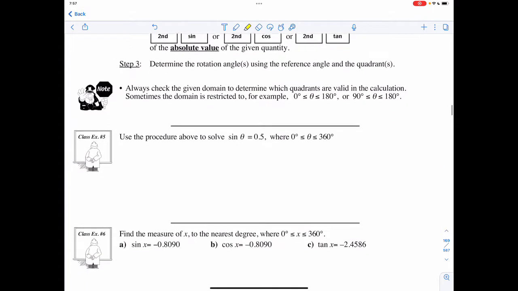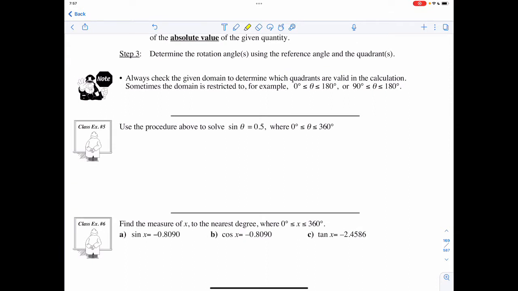Now remember, when you use your calculator to do this, it's only going to tell you what the reference angle is. So if it said that sine of theta was 0.5, then theta, and I know this is going to be my reference angle, is going to be sine to the negative 1 of 0.5, which is equal to 30 degrees.